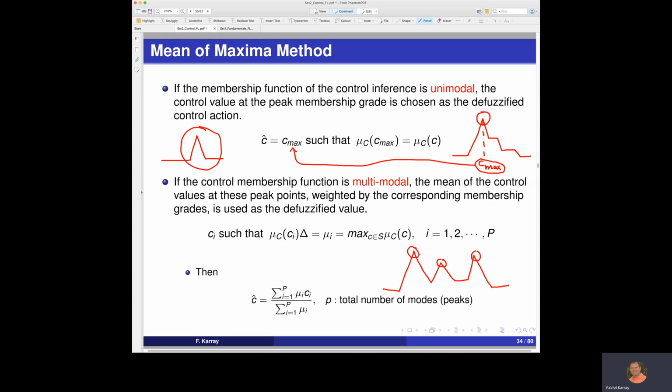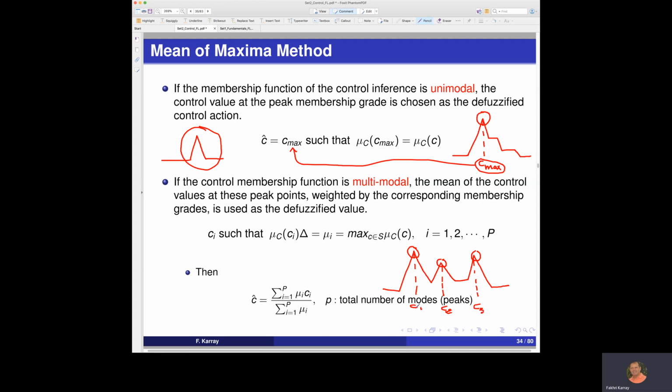So simply what we do here is extend the version there, and we find where the maximum of these values of these modes are occurring. Where do they occur? And then we simply take the values of where they are occurring. So this is C1, this is C2, this is C3.